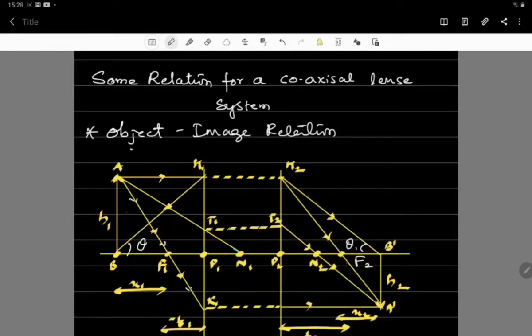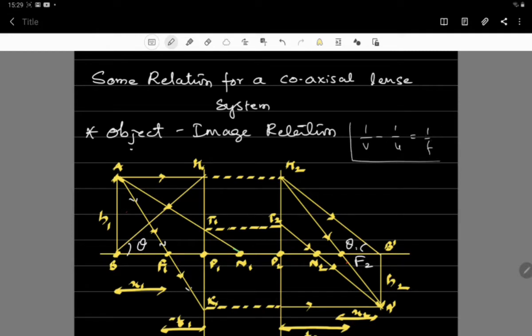Dear students, today we will discuss some relations for a coaxial lens system. It means we have already studied the lens formula. What is the lens formula? It is 1/v minus 1/u equals 1/f.